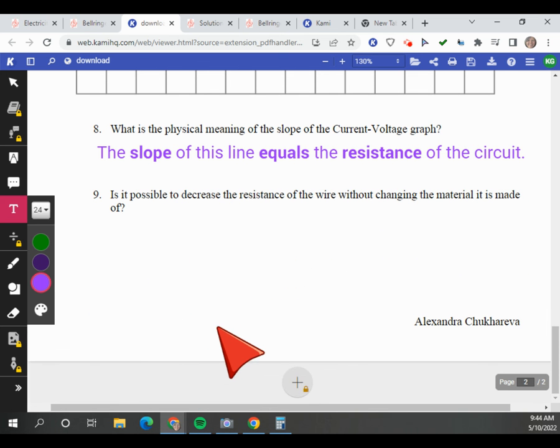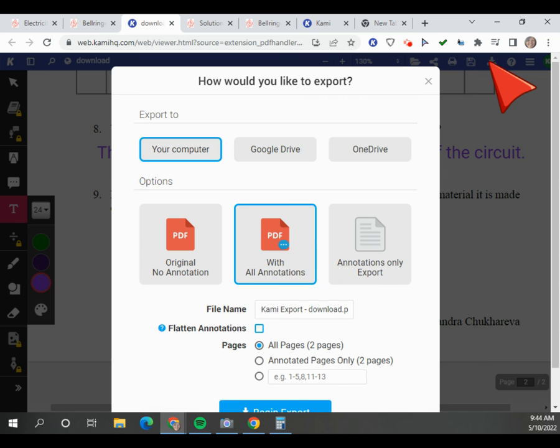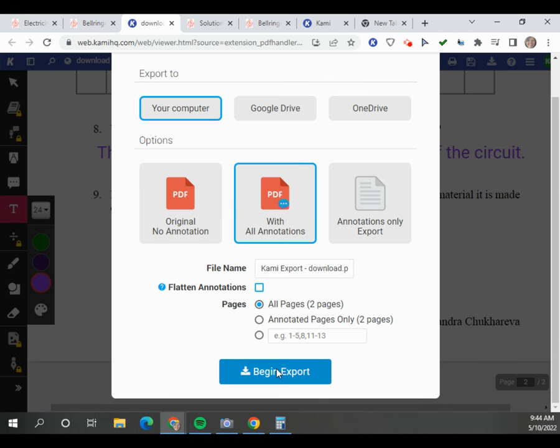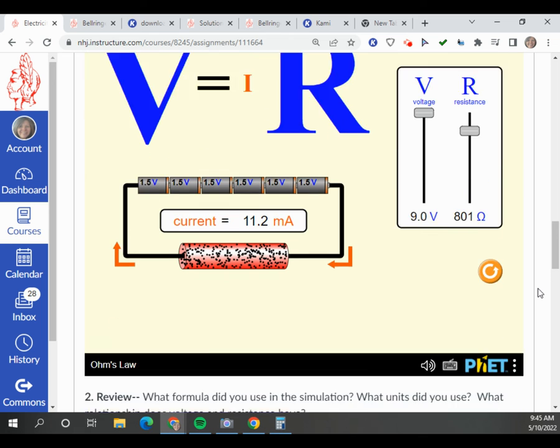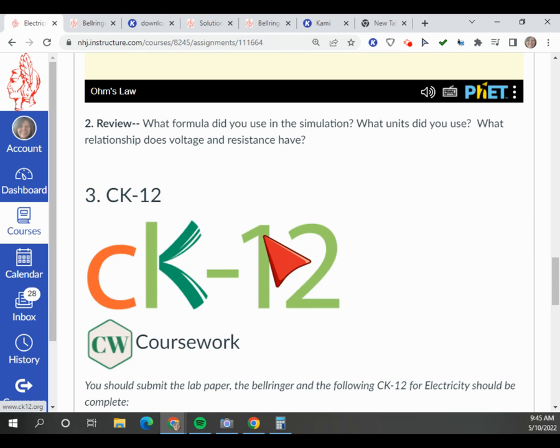And then that is it. So you will download after you get all that done with annotations, and then you will submit that PDF to the Canvas page. And with the annotations, hit begin export. Don't forget that stuff. And then you will turn in that PDF to this assignment. And then please work on CK12 for just a little bit.